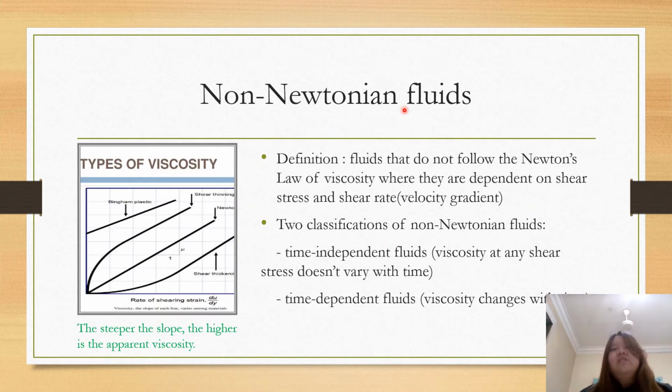For non-Newtonian fluids, the definition is that they are fluids that do not follow Newton's law of viscosity, where they are dependent on shear stress and shear rate. This is the main difference from Newtonian fluids. There are two classifications of non-Newtonian fluids. The first one is time-independent fluids, where viscosity at any shear rate doesn't vary with time. And the second one is time-dependent fluids, where viscosity changes with time. You can see the graph here. The steeper the slope, the higher the apparent viscosity.